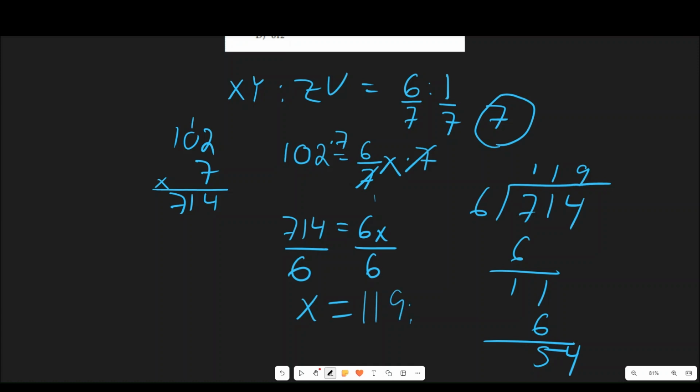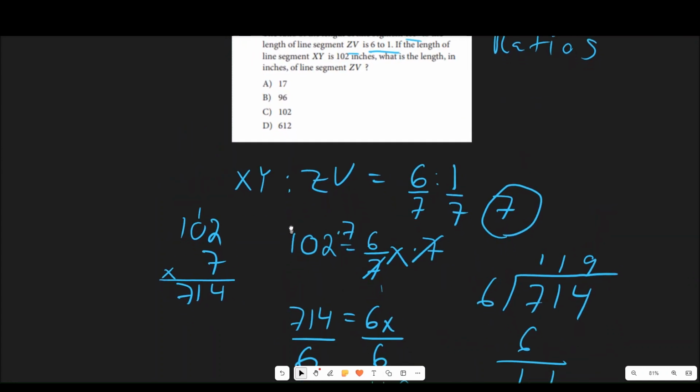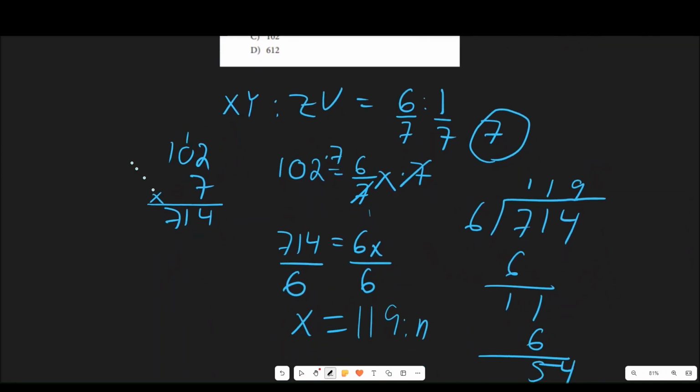So is there an answer up there that says 119 inches? No, but remember, x isn't our answer actually. We want to know what is ZV. And what does x tell us? X tells us the whole. We know that 6/7 of x is 102, or rather 6 parts of x is 102, so the whole of x is 119 inches. So again, with ratios we just have constituent parts that make up a whole value, or some whole amount.